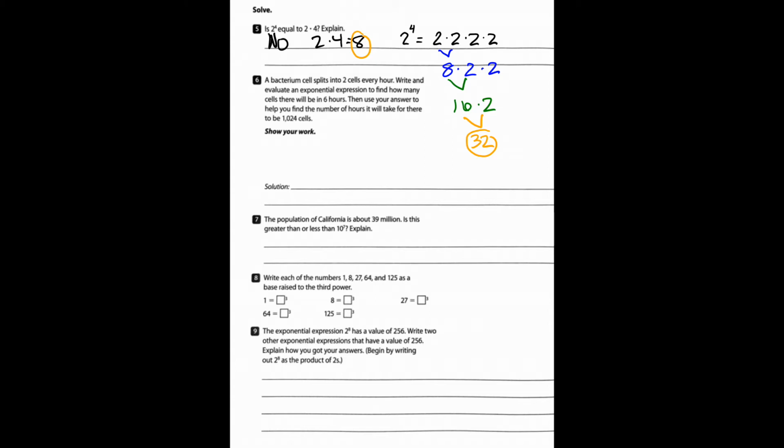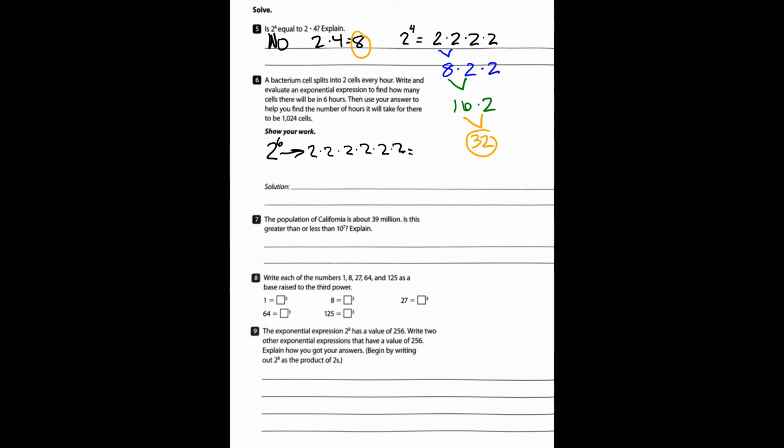Number 6. A bacterium cell splits into 2 cells every hour. Write and evaluate an exponential expression to find how many cells there will be in 6 hours. Then use your answer to help you find the number of hours it will take for there to be 1,024 cells. So to write the exponential expression, that means write a problem with exponents. We're going to take our 2 cells every hour and put our exponent of 6 for our 6 hours. That means that our problem is 2 times 2 times 2 times 2 times 2 times 2.